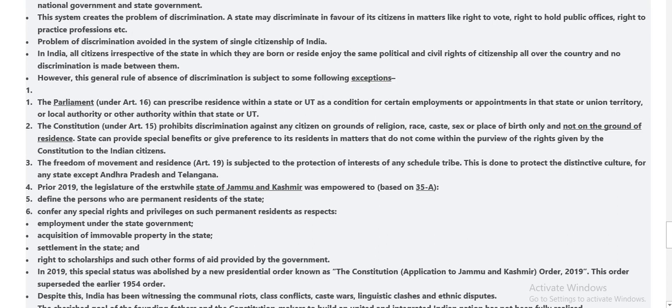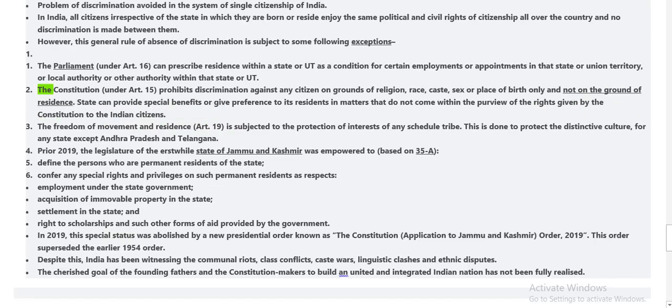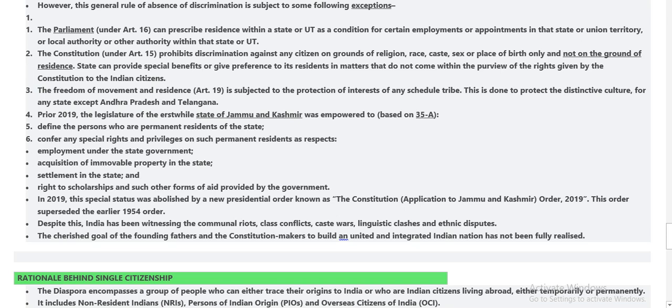However, this general rule of absence of discrimination is subject to some exceptions. The Parliament, under Art. 16, can prescribe residence within a state or union territory as a condition for certain employments or appointments in that state or union territory, or local authority or other authority within that state. The Constitution, under Art. 15, prohibits discrimination against any citizen on grounds of religion, race, caste, sex or place of birth only and not on the ground of residence. A state can provide special benefits or give preference to its residents in matters that do not come within the purview of the rights given by the Constitution to the Indian citizens.